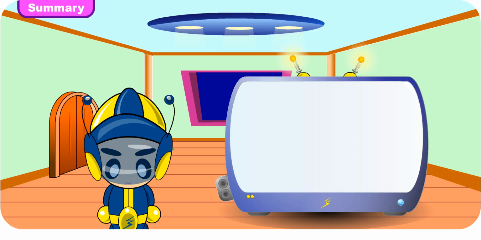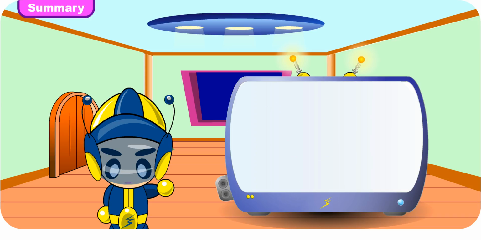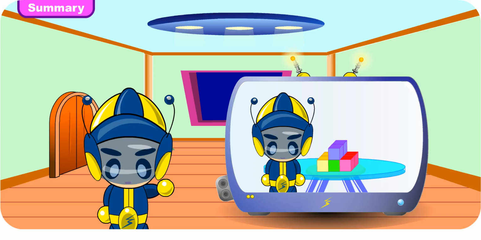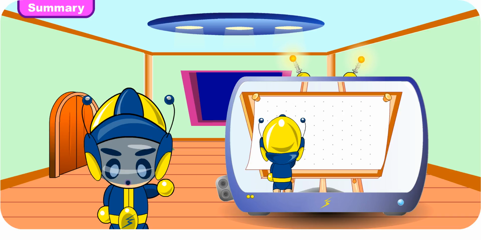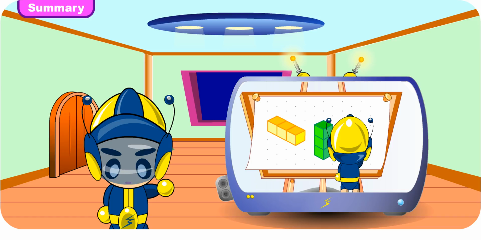Turbo Boy, tell me what you have learned today. The edges of a cube are all equal. There are different sizes of cubes. 1 centimeter cube, which is also called a unit cube, is one of them. I've learned that volume is the amount of space a solid occupies. I know how to build a solid by putting 1 cm cubes together and state its volume by counting the cubes. In addition, I've learned how to draw these solids on a piece of dotted paper.